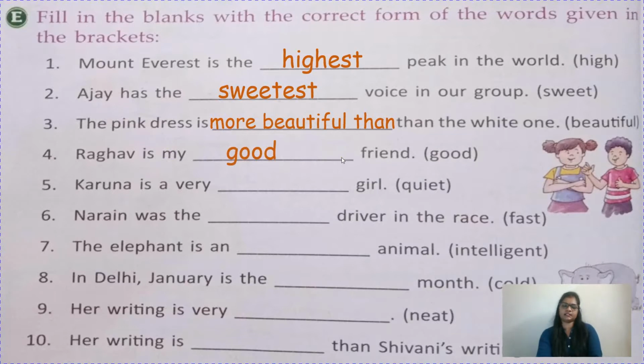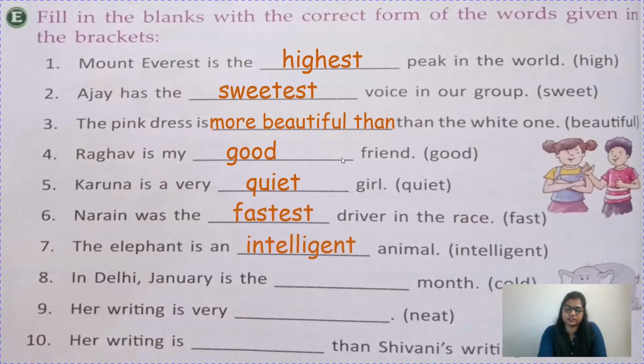Karuna is a very dash girl. See children, we are talking about only one girl, that is Karuna. So we will use positive degree, so quite. Narayan was the dash driver in the race. So in a race many people participate. So fastest driver. An elephant is a dash animal. Intelligent animal. In Delhi, January is the dash month. So we are talking about all the months. So which is the coldest month? January. So we will write coldest.